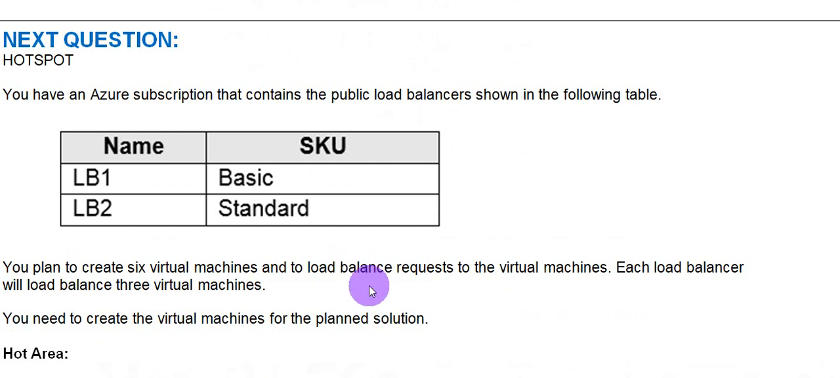Moving to our next question. You have an Azure subscription that contains the public load balancers shown in the following table. You plan to create 6 virtual machines and load balance requests to the virtual machines. Each load balancer will load balance 3 virtual machines. You need to create the virtual machines for the planned solution.